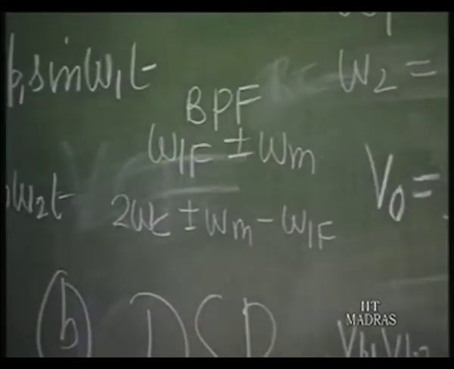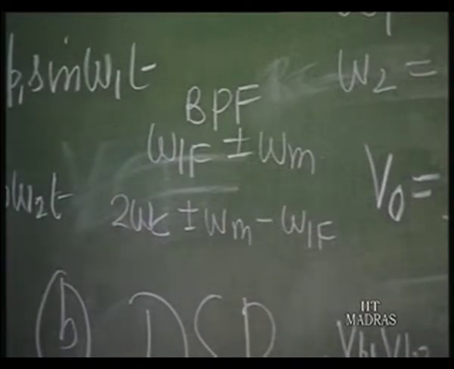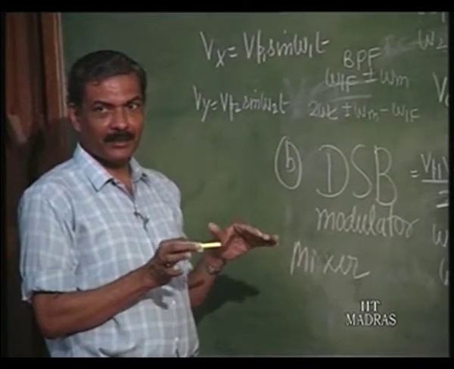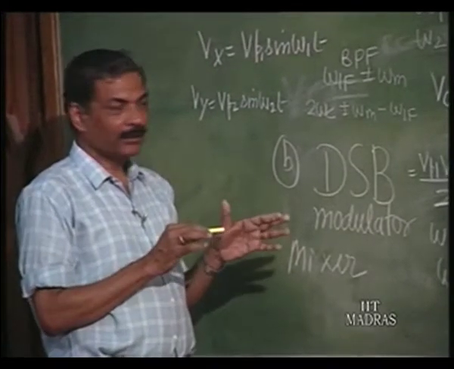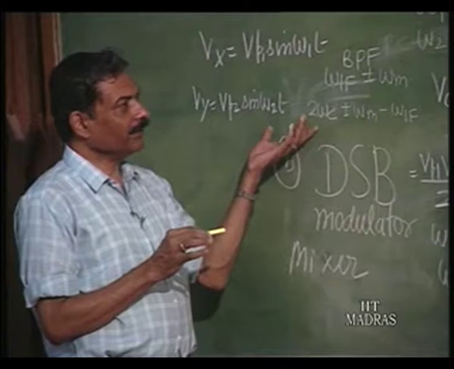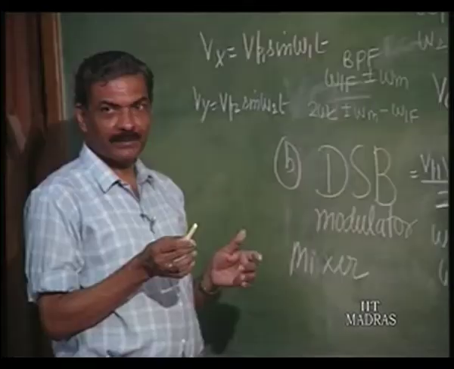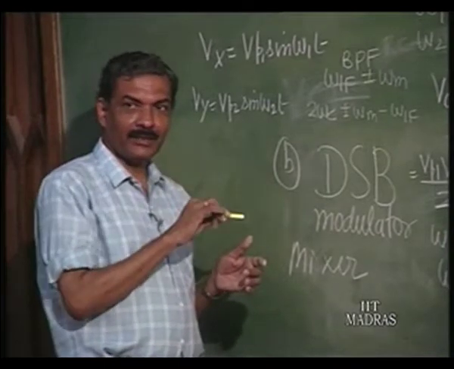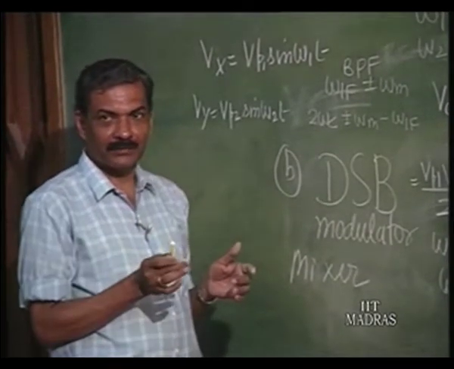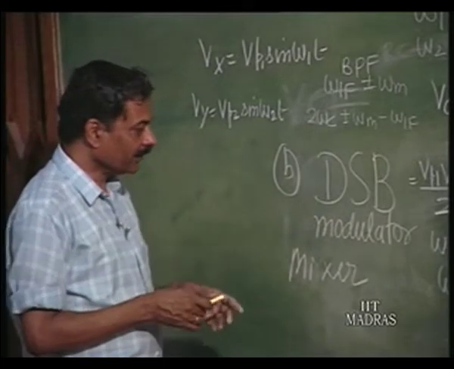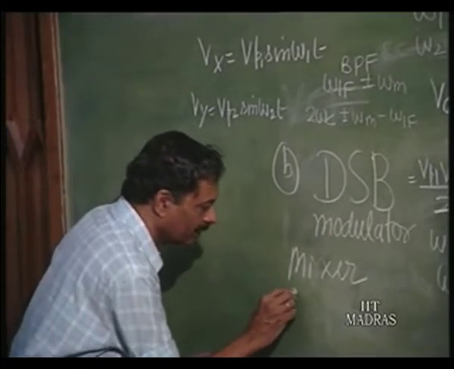So, mixer is the name attributed to the same multiplier whose input is changed from the original carrier and modulating frequency to modulated frequency and local oscillator frequency. Now, we will see how it also gets the name of, let us say, detector.